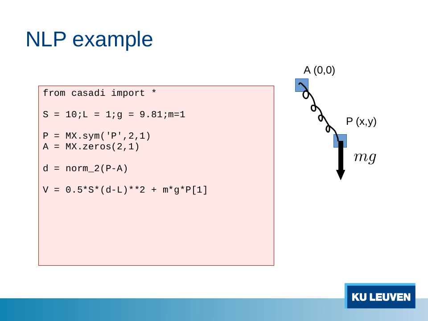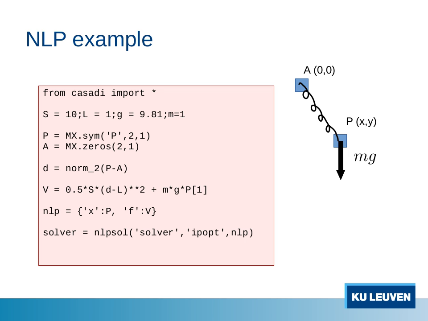Once we have this expression, we can create a structure for the NLP. In Python it looks like this. We create a dictionary with the X keyword denoting all the decision variables, and the F keyword must be a scalar expression that represents the objective.